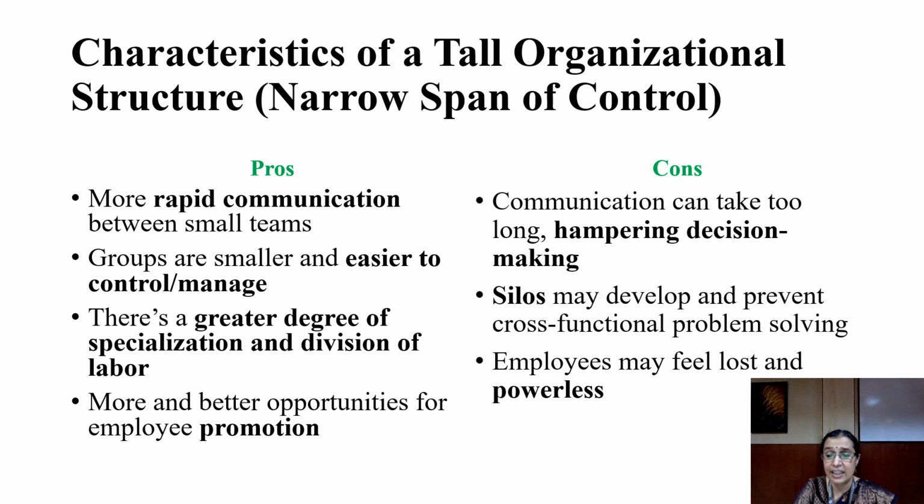But when you talk about the negative aspect of it, communication can take too long, hampering decision making. So that is a negative of it. Or more silos can be created, with not much interaction with others, because under a manager one or two employees are there, so they try to confine themselves without much scope of interaction with other employees. Employees may feel lost and powerless. Again, these are the positive and negative aspects related to the tall organizational structure, or call it the narrow span of control.